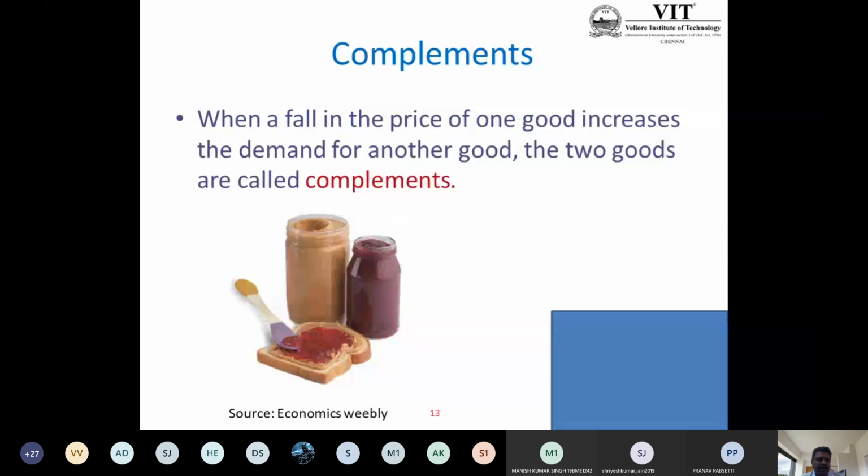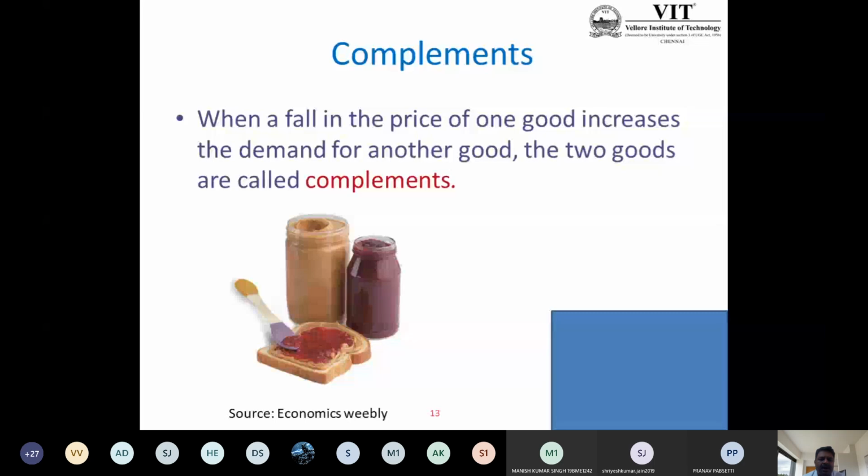Complement means I buy one and I am forced to buy its counterpart. For example, if I am buying bread, I cannot eat bread alone. Either I have to buy butter, or I have to buy jam, or I have to make something in the home and eat along with some vegetables so that I can make some sandwich, whatever it is. The item which is accompanying that bread are all complements. So when the demand for bread goes high, that means I have a bakery, I'm selling lot of bread, it implies that I am increasing the demand for butter or jam or some veggies that goes along with the bread.